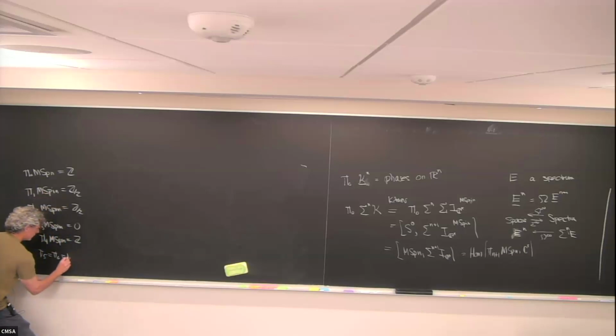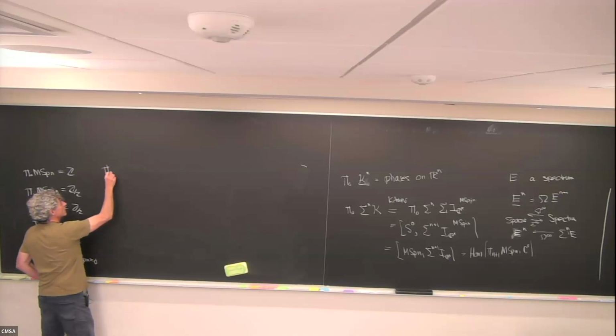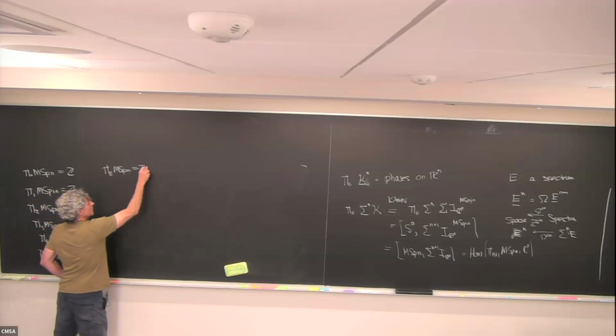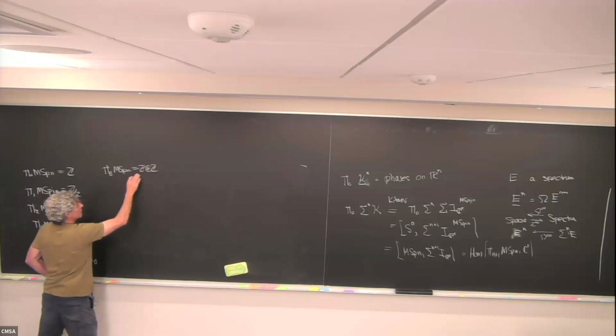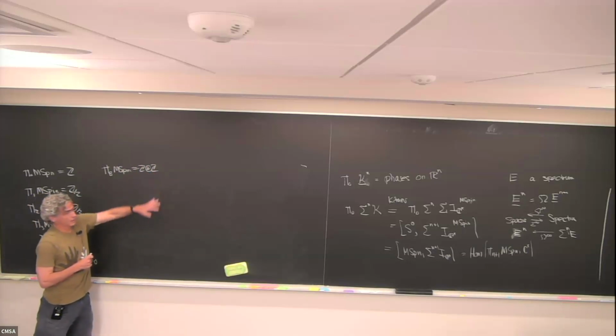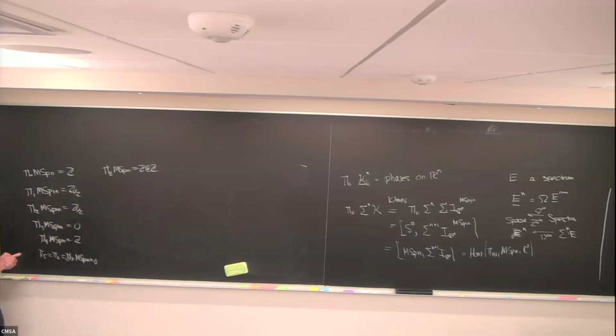And pi 7 is 0. And pi 8 of M spin is Z plus Z. One of these is the index of the Dirac operator, and the other is the index of the Dirac operator coupled to the tangent bundle. Okay, so this is a mod 2 index of the Dirac operator. This is also a mod 2 index.